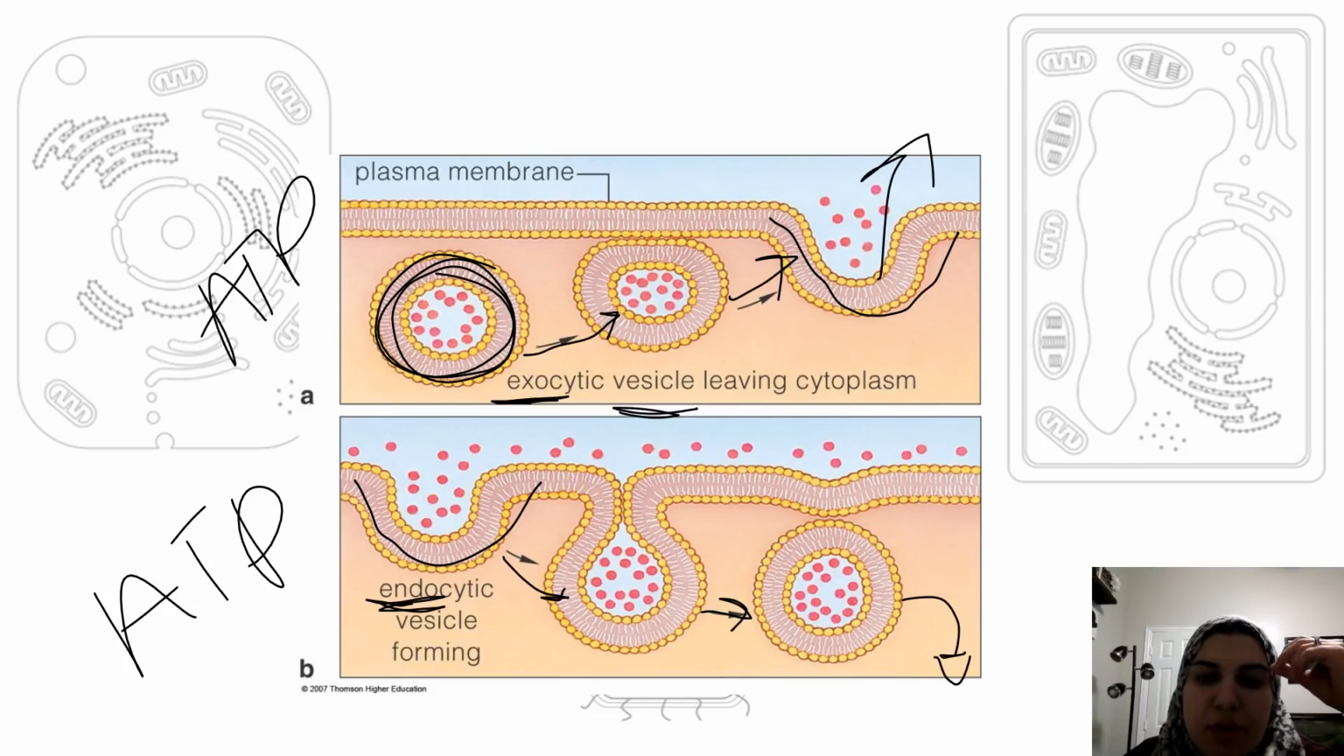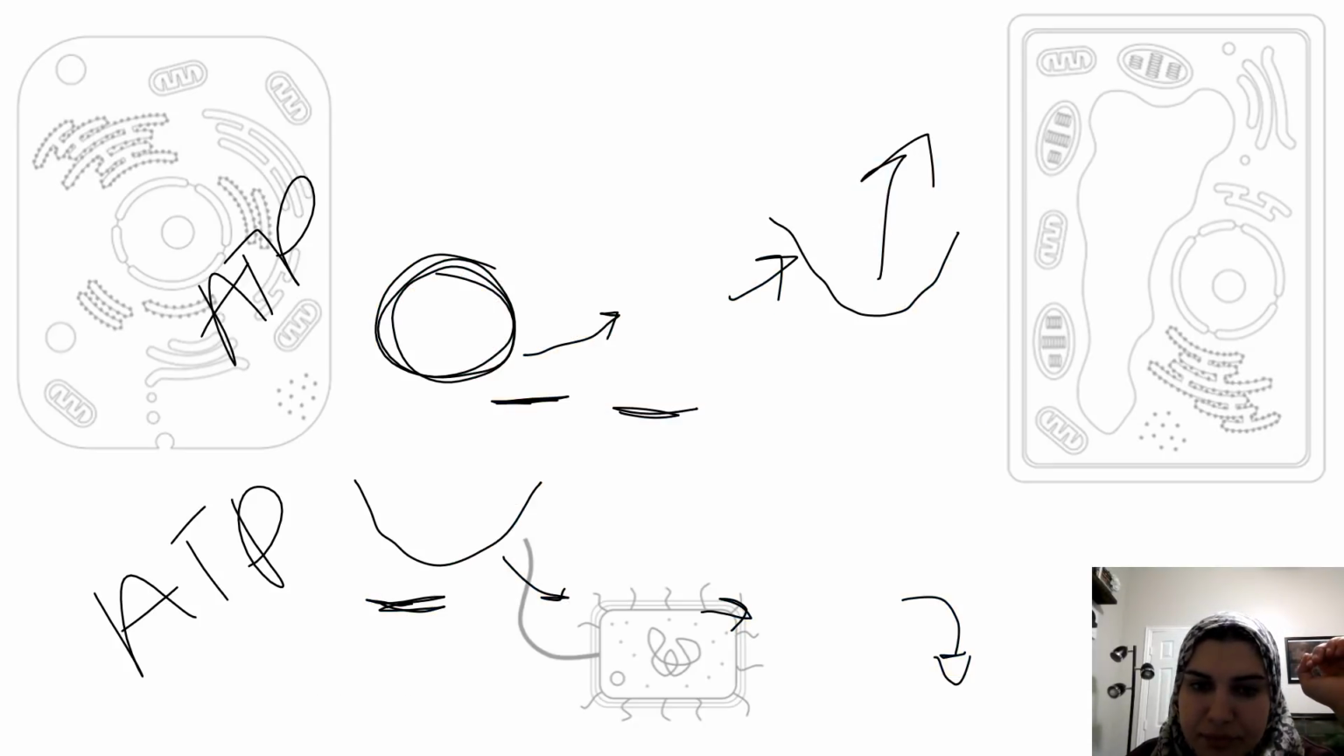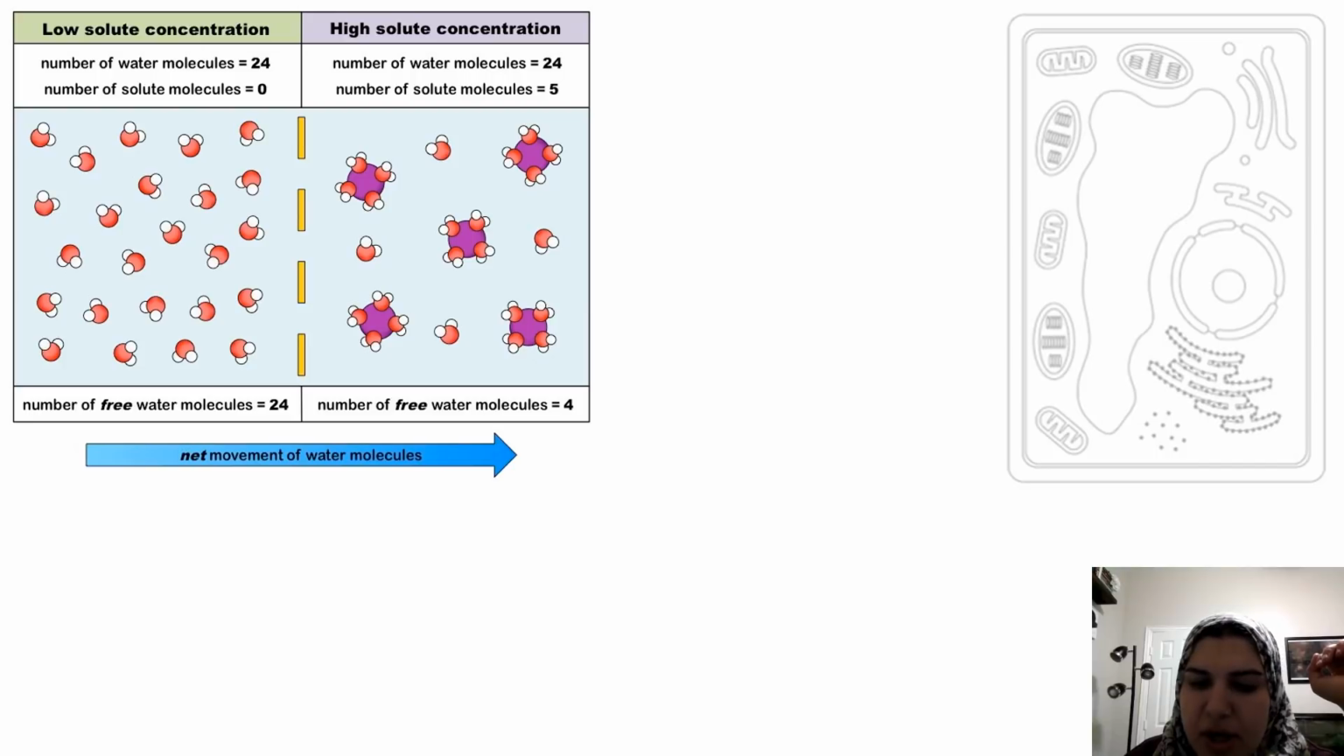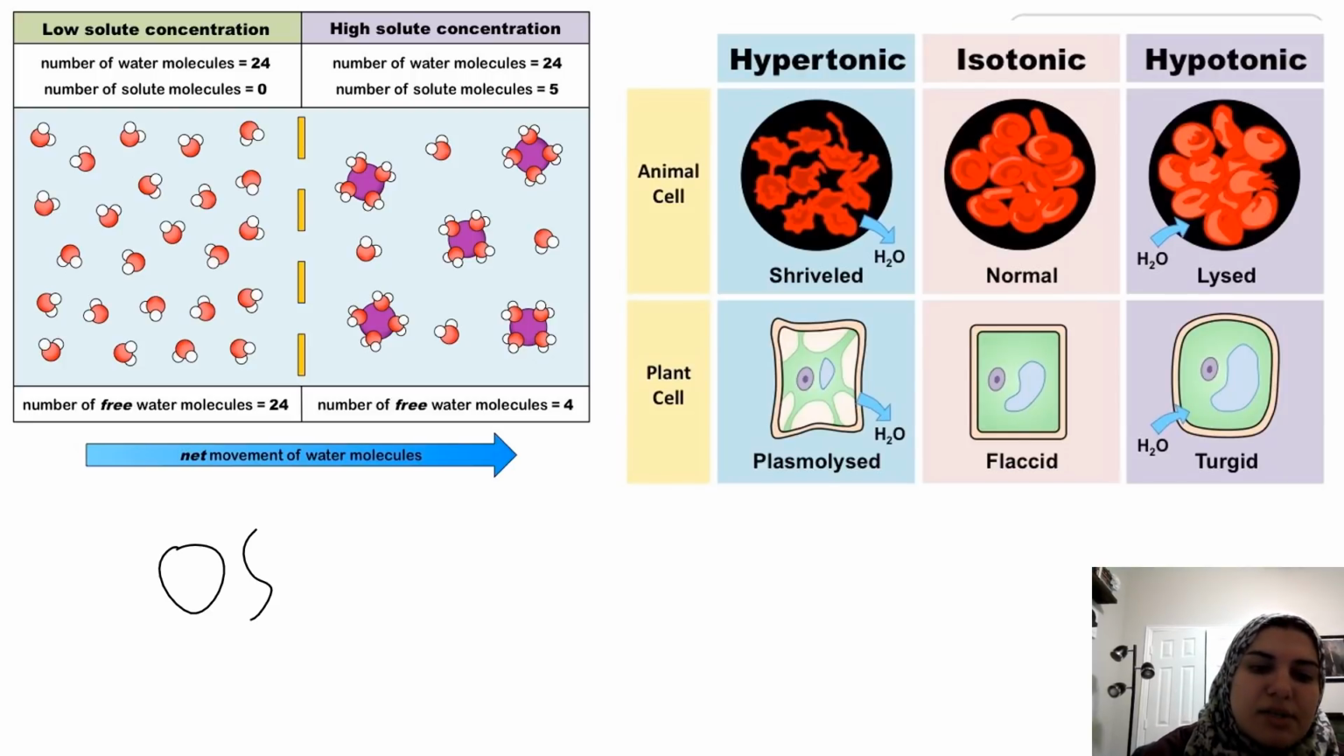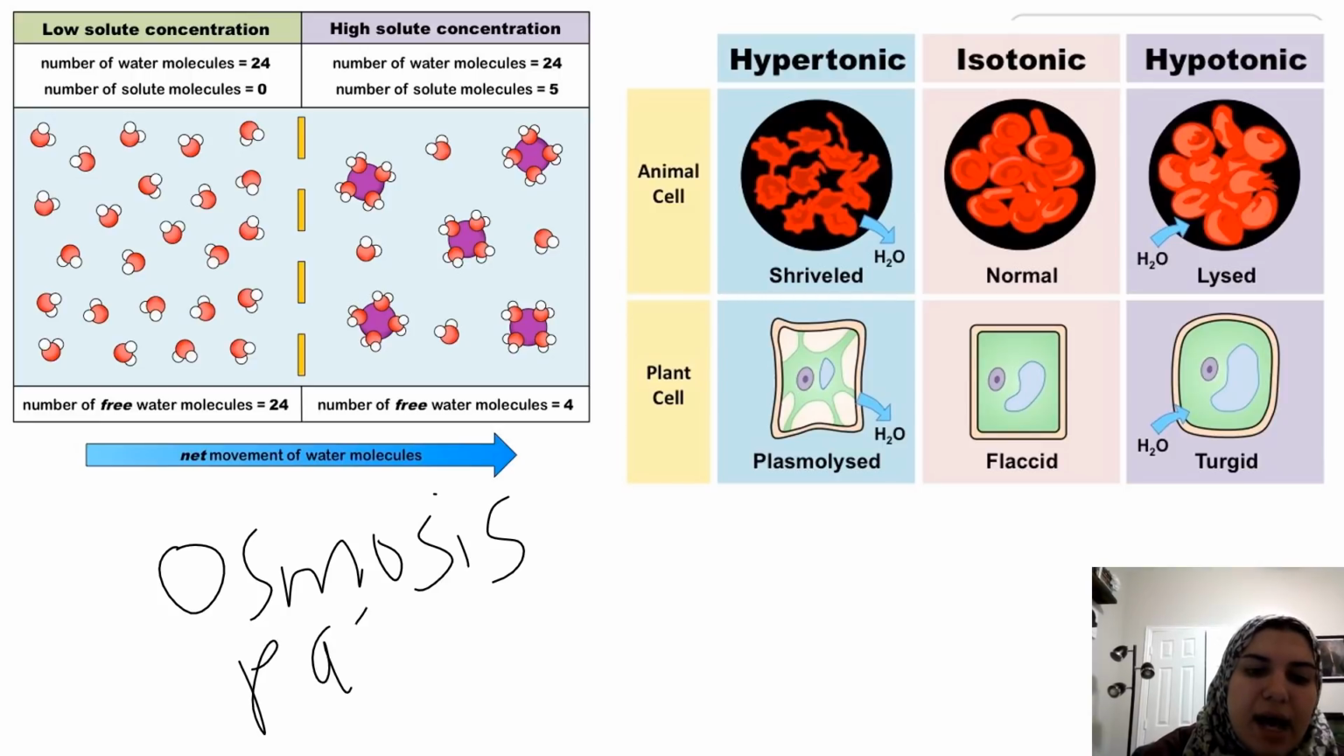So these are both a form of active transport. They are just examples of when I want to bring a lot of stuff or very large stuff all in at once. All right, last thing we need to talk about is osmosis. Osmosis is the movement of water. It is a type of passive transport.